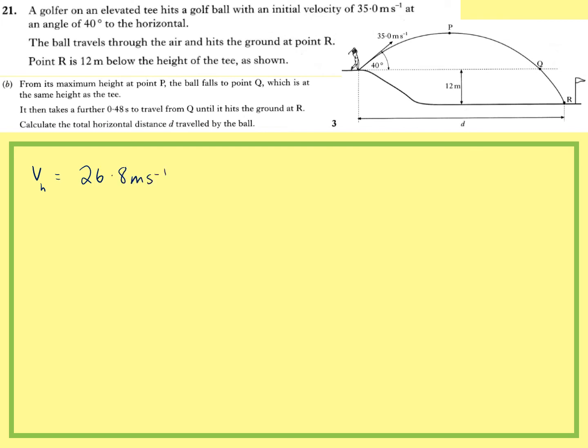We want to work out the horizontal distance d. And to do that, we want to use the speed distance time equation. However, we don't have the time just yet, but we can work that out quite simply. The time for the ball to reach point P from start was 2.3 seconds. The time it takes the ball from point P to point Q is also going to be 2.3 seconds, as these are identical. It's our curve there. And to get from Q to R, we've been told that that's 0.48 seconds.